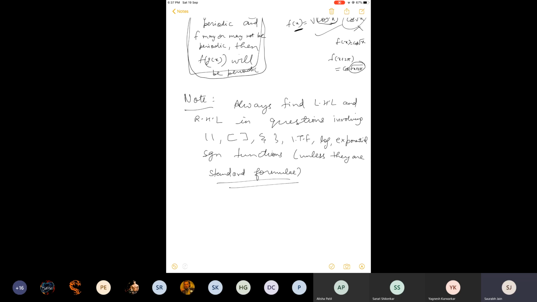Because if you consider, only two types of functions are not written here: trigonometric functions and polynomial or algebraic. Rest all of them are written here. In such questions where these functions are used, and if they are not standard formulae, I'm repeating again, then you have to always find LHL and RHL. This is very important.